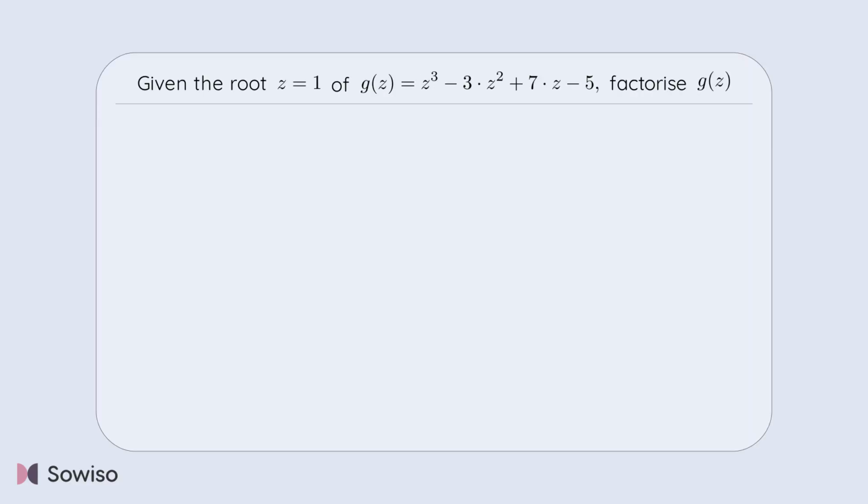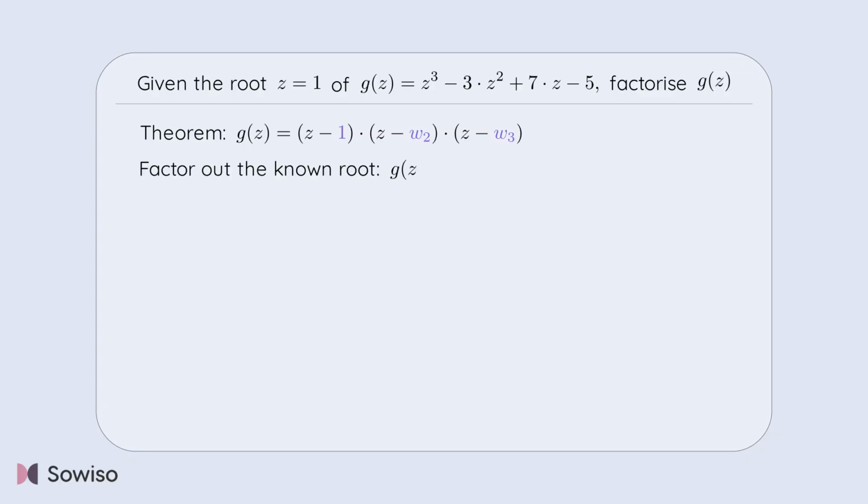Consider the following problem. Suppose z equals 1 is a root of the cubic polynomial z cubed minus 3z squared plus 7z minus 5. Factorize the polynomial accordingly. By the fundamental theorem of algebra, we know there are three roots, and we can express the polynomial as z minus 1 times z minus w2 times z minus w3, where w2 and w3 are the remaining roots. Since we already know one root, we can factor out z minus 1.